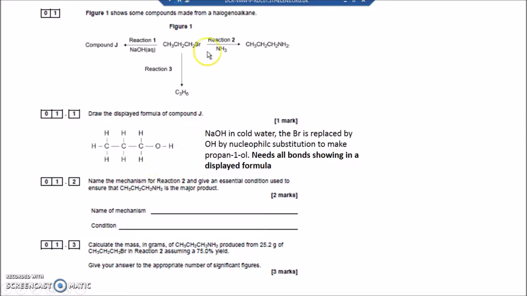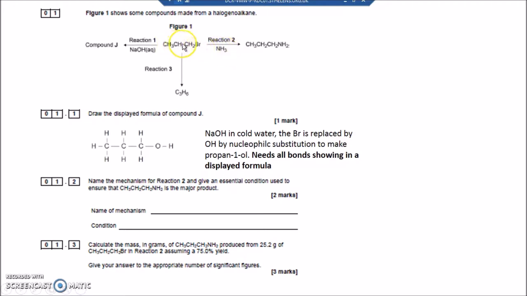Name the mechanism for reaction 2. Well, you've got nucleophilic substitution again. And NH3 has got a lone pair of electrons on the N, which again will attack the delta plus on the C, and the C-Br bond breaks and the Br comes off. In this mechanism, that would make NH3 plus.